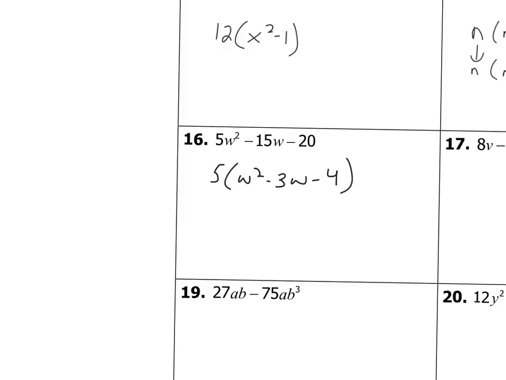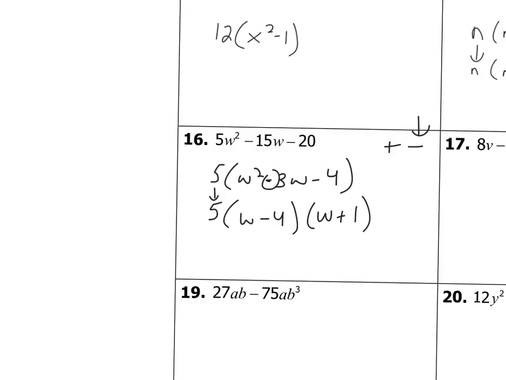Now, we have a negative 4, so we need to find two numbers that multiply and give us negative 4. Because it's negative 4, that means we're going to have a positive and a negative. We have a negative 3 here, so the absolute value of the negative number is going to be bigger. So 4 and 1, right? Because negative 4 times 1 would give me negative 4, and then negative 4 plus 1 would give me negative 3. So this one would be 5 times w minus 4, w plus 1, sorry. And that would give me a negative 4 here and a negative 3 for my b value.